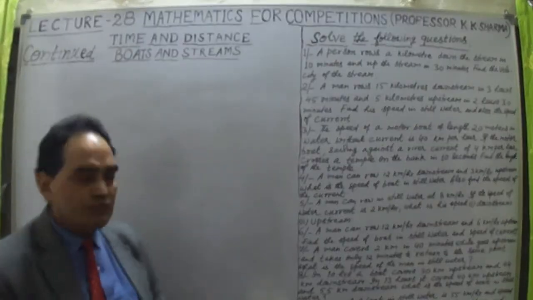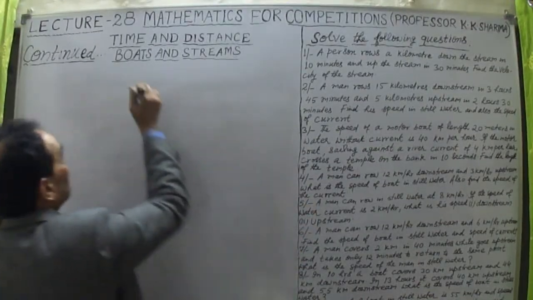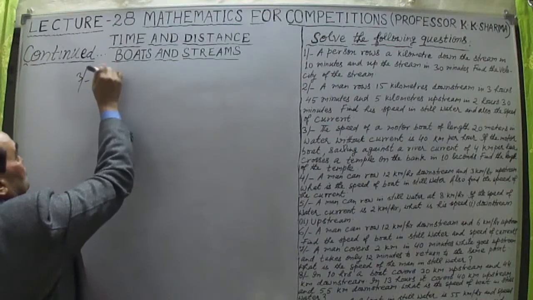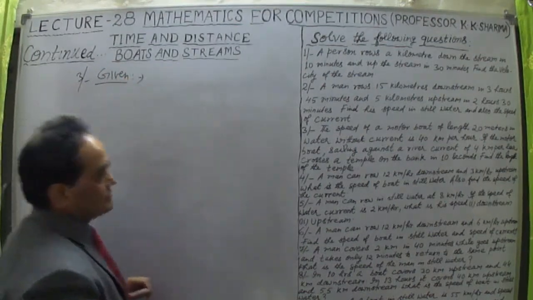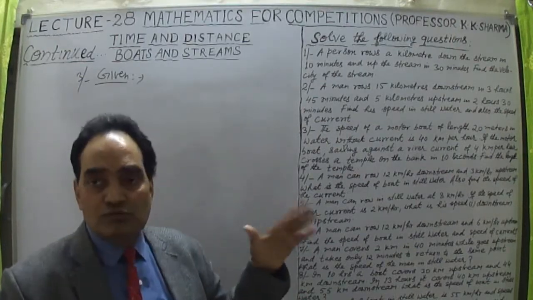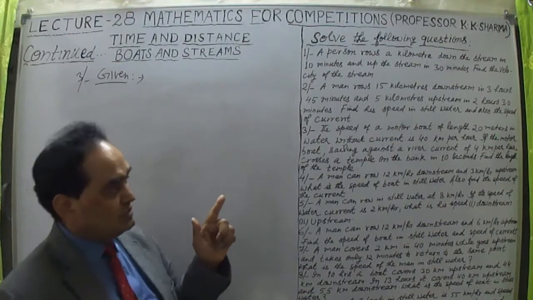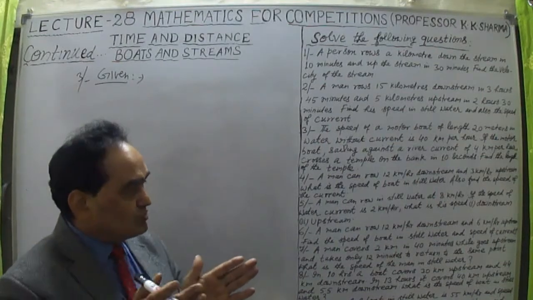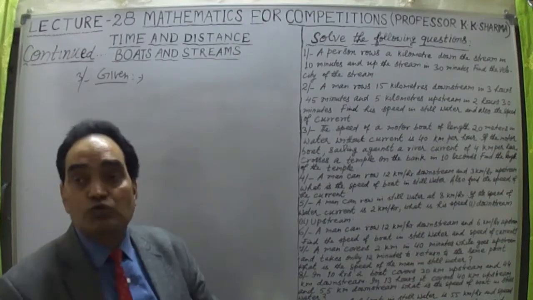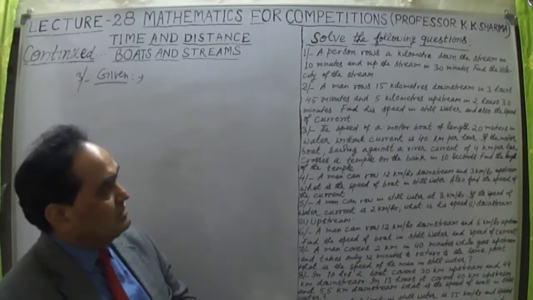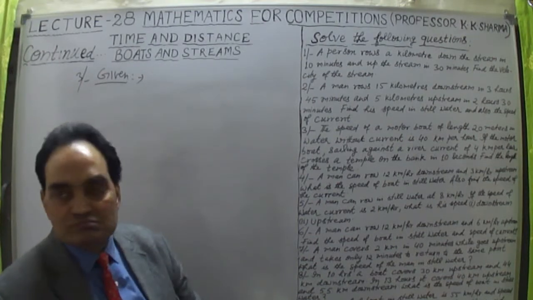Yes, guys. So, question number 3 now. What is given to us? Let me first read it. The speed of a motorboat of length 20 meters, this is a very important point, in water without current is 40 km per hour.